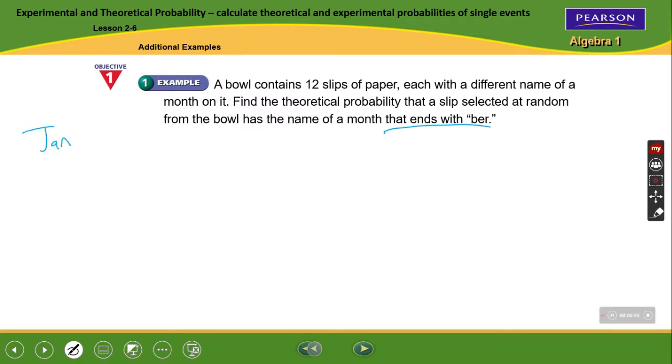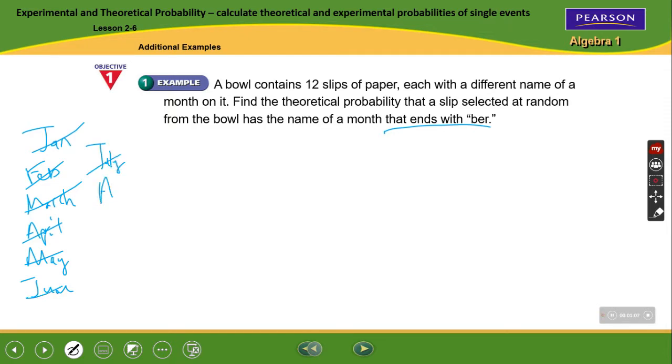We got January. Does that end with "ber"? No. February. No. What's next? March. Nope. April. Nope. May. Nope. June. Nope. July. August. September. Oh yeah. October. Oh, big time. Yep. November. Oh yeah. And December. Those are the 4 months that end with "ber."